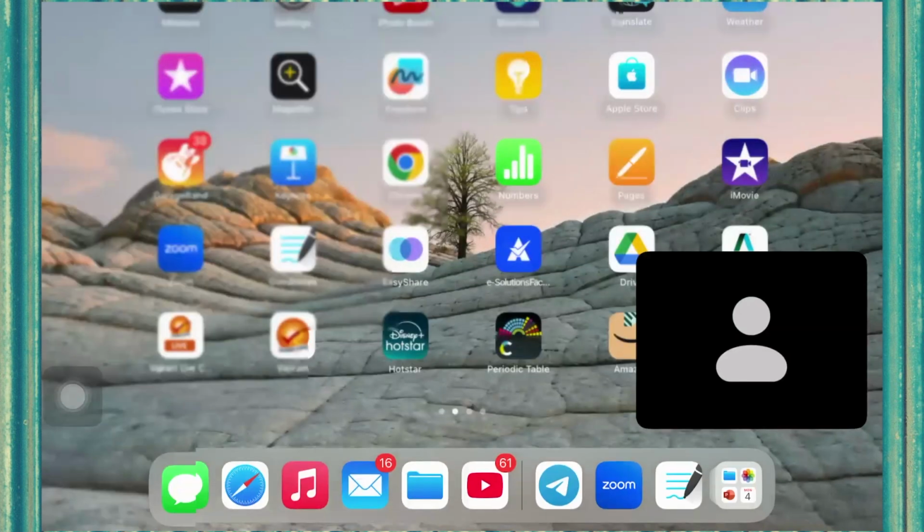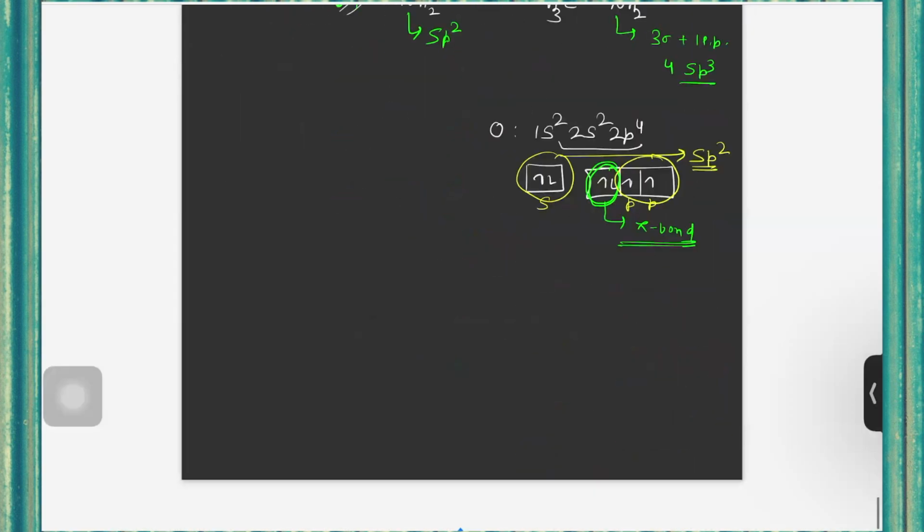Fine. So now we will see how to draw the resonating structures. Okay. I have one case. Let us take this one.